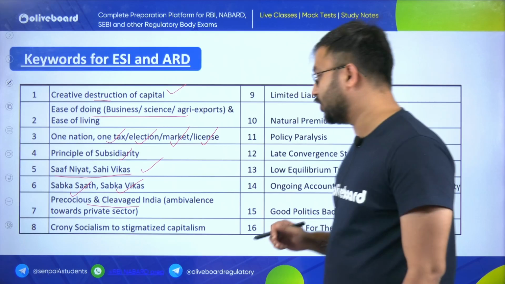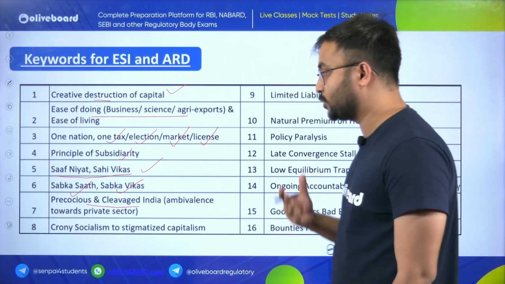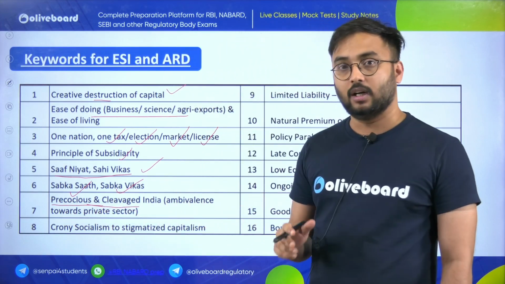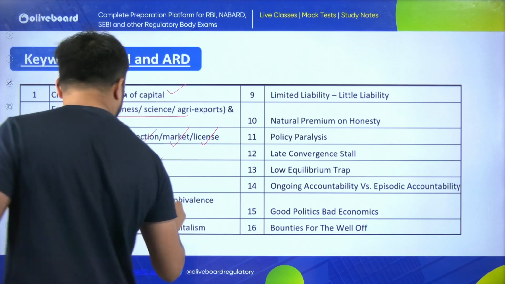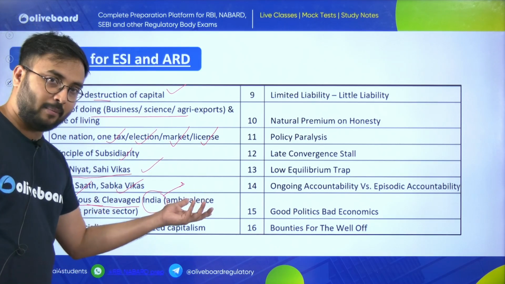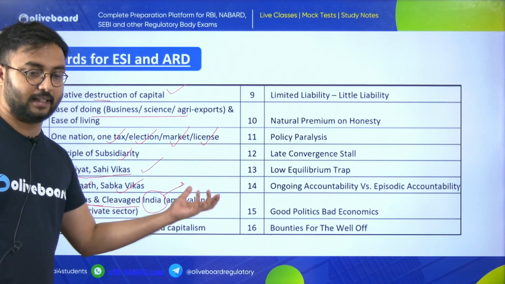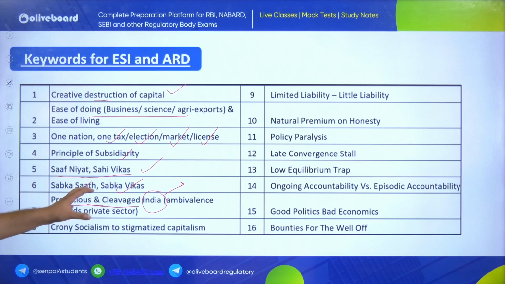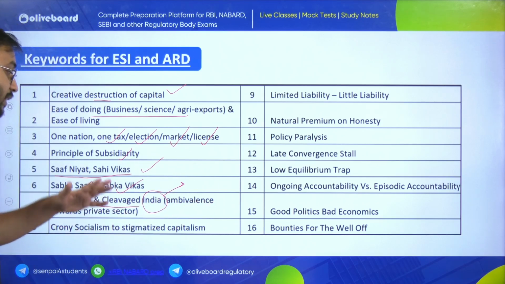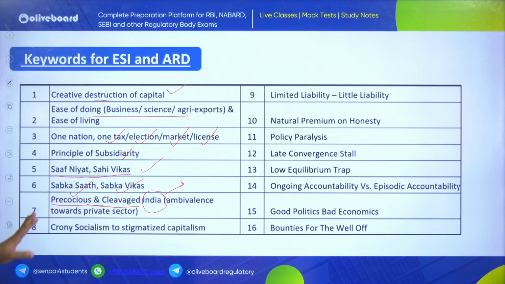Precocious and cleavaged India, that is ambivalence towards private sector. So precocious and cleavaged India will definitely come in the topic where issues such as unemployment as well as inequality are there in context of India. Whenever the topic comes related to inequality, definitely you can write this particular keyword, precocious and cleavaged India.